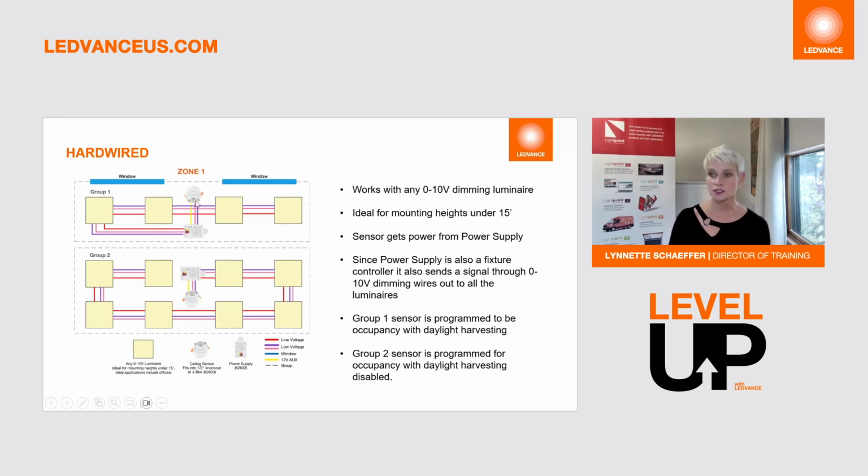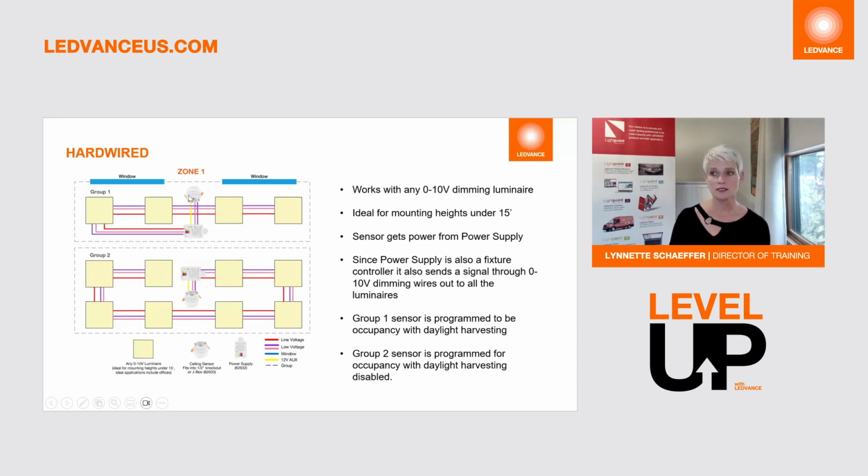You can see here the sensor gets the power from that power supply that I mentioned through this 12 volt aux, and then it uses 0 to 10 volt dimming. Also, you may be wondering, well, why do you have two separate groups, Lynette? Why don't you just do one?